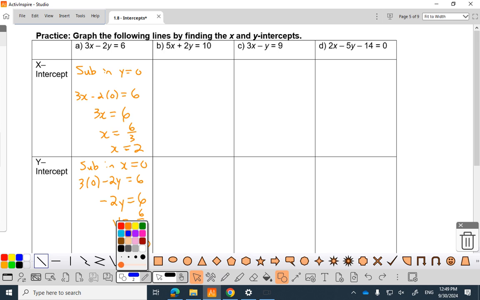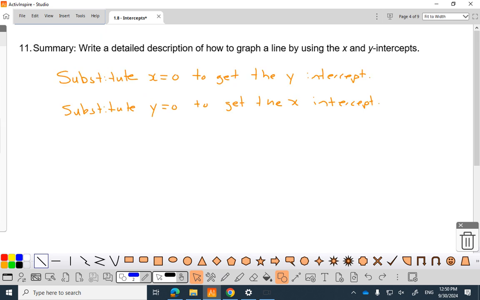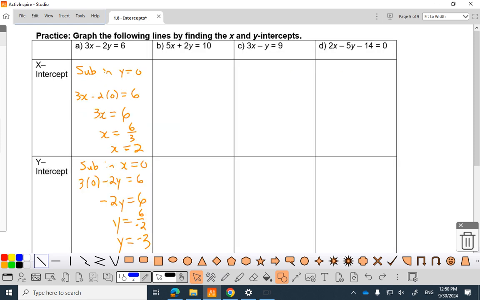Leave the candies alone. Let me rewind to the summary right here. If we want to know the x-intercept, what do we do? Emma. Make y 0. Good. So for x-intercept, sub in y equals 0.